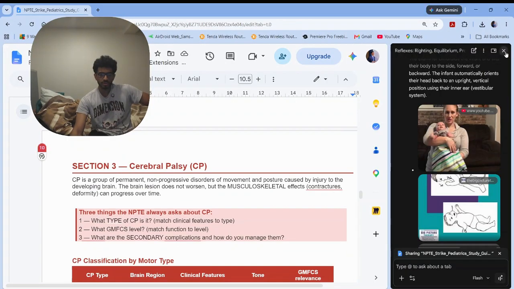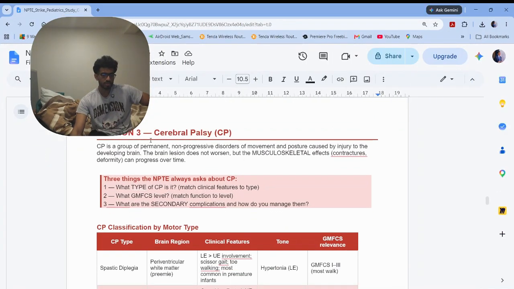Okay, so we're going to do some of the MCQs, and then we go into section number 3, which is cerebral palsy. A lot of the questions come from here also.